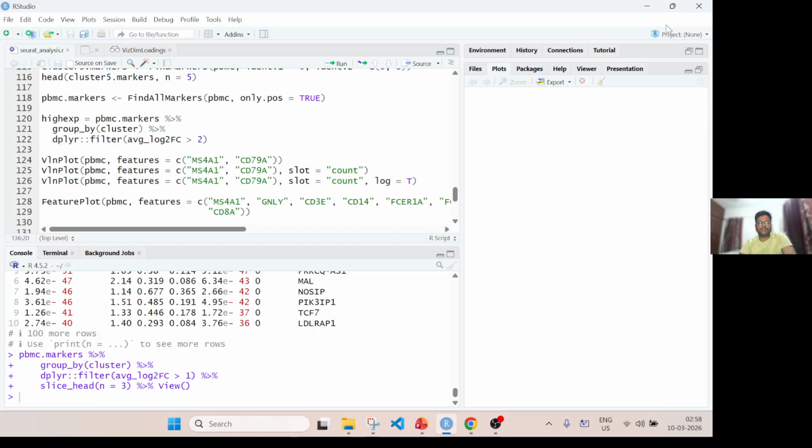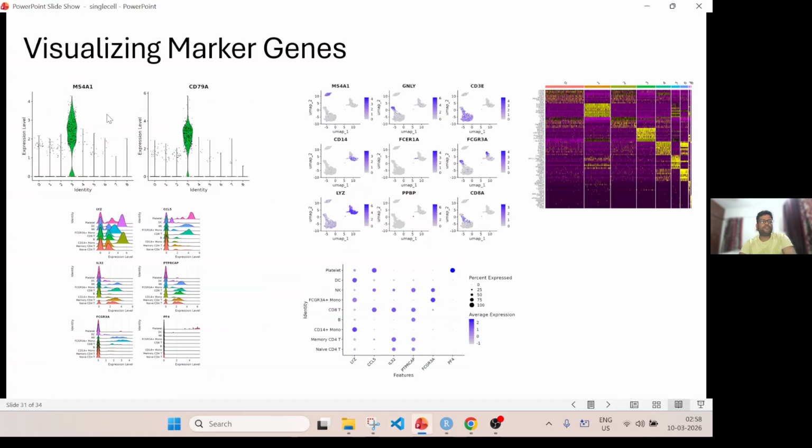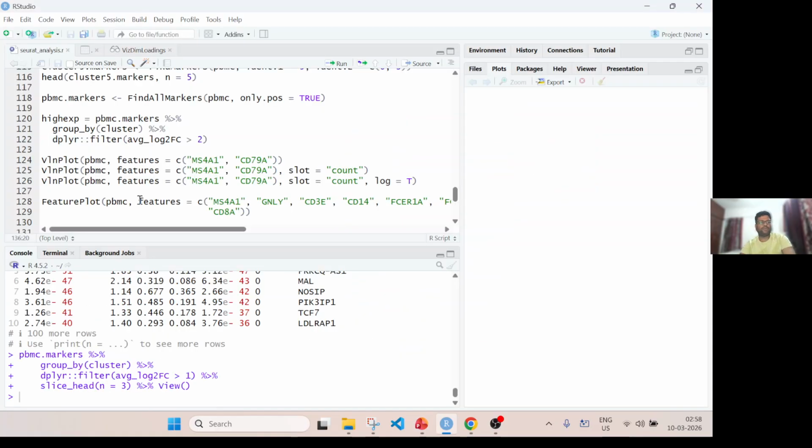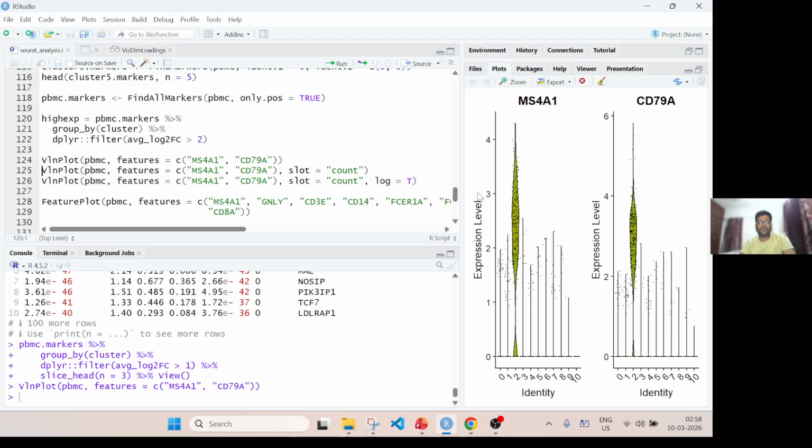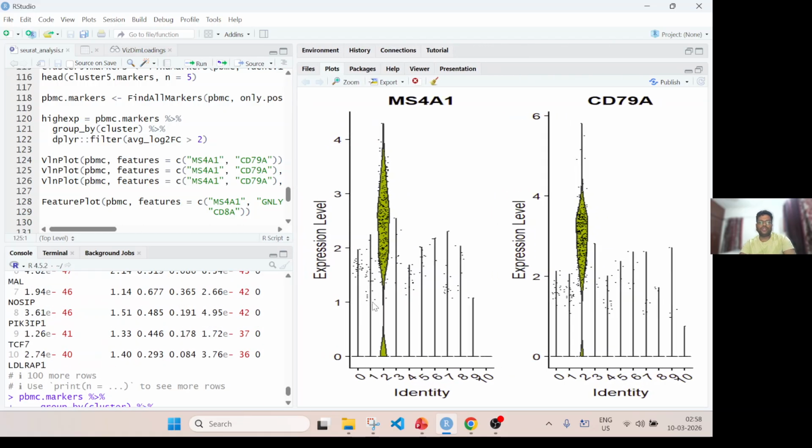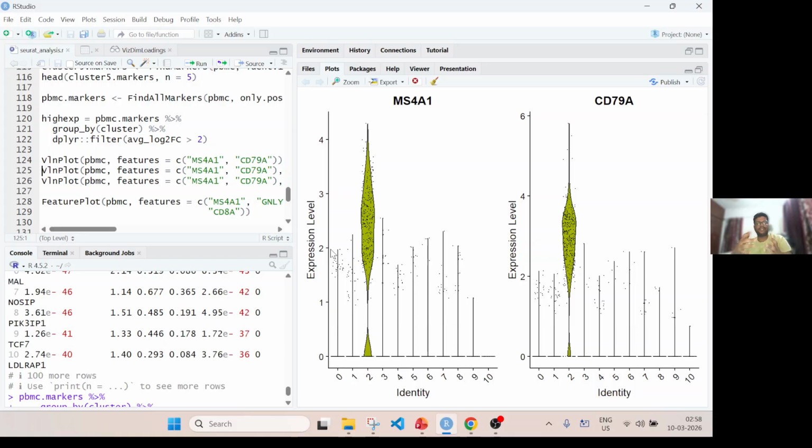There are different plots, as I mentioned. The first one is the Violin plot. If you know the genes, you can use Violin plot to see the distribution. In this case, for Violin plot, you give the data and what all features you want to see. By default it will use the scale data, because we have already normalized and scaled. Now it clearly says that this gene is expressed in cluster number 2, whereas CD79A is also expressed in cluster number 2, because these are the cluster 2 markers.